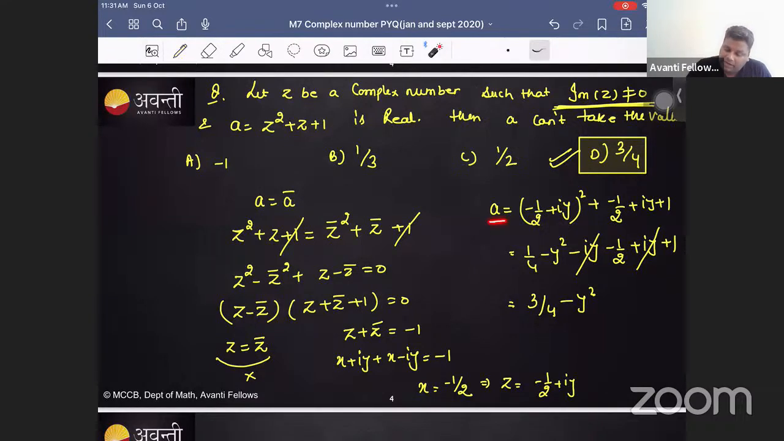Now I put it here. So A is minus 1 by 2 plus iota y whole square plus minus 1 by 2 plus iota y plus 1. I put Z here. Now if you simplify it, you get 3 by 4 minus y square. So the value of A will be 3 by 4 if y goes 0, but y is never 0. The imaginary part of Z is non-zero. So if this is non-zero, this means this y cannot be 0. This means this A can never be 3 by 4. So this A cannot take the value 3 by 4. Have a look at it. Absorb it totally. Write it down. Note it down. Very good question.